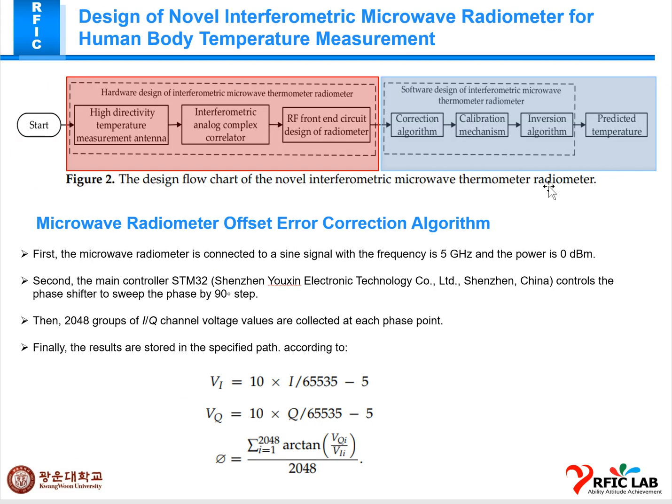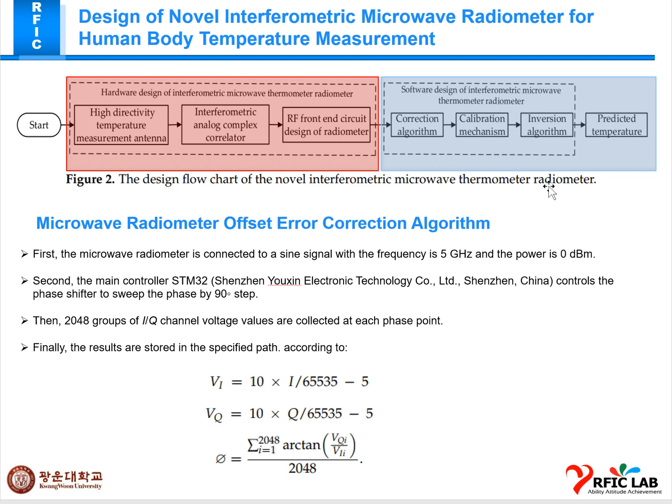Next, in this paper, design of novel interferometric microwave radiometer for human body temperature measurement, they had nicely divided their design flow of the thermometer radiometer into two sections. One section is hardware design, and the second section is software design.